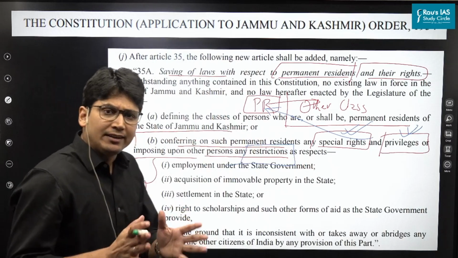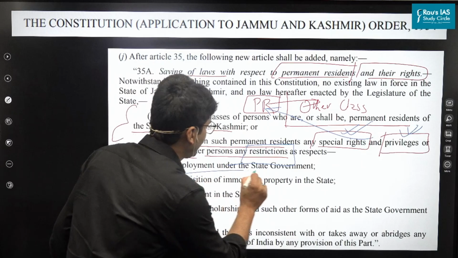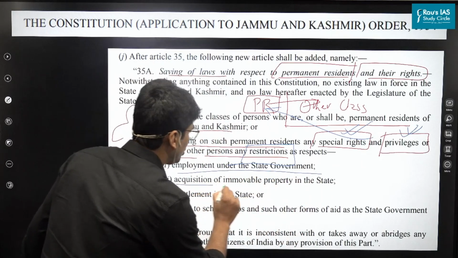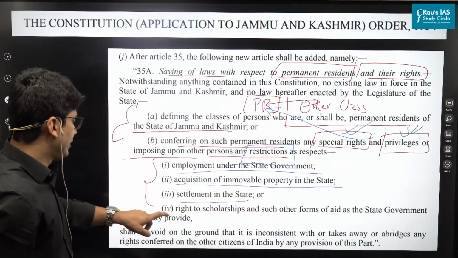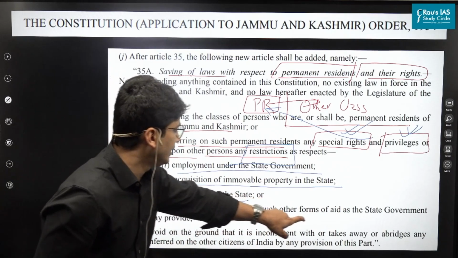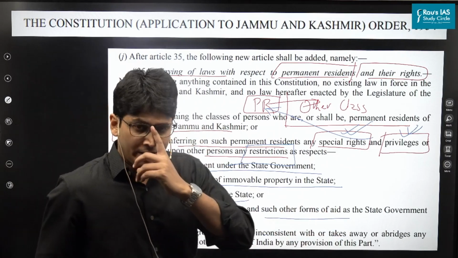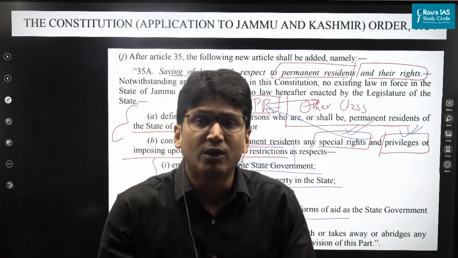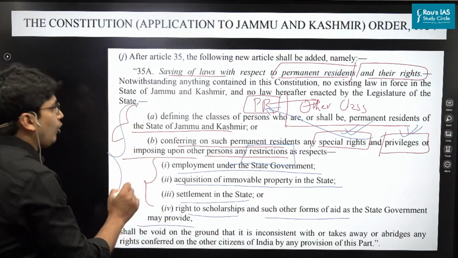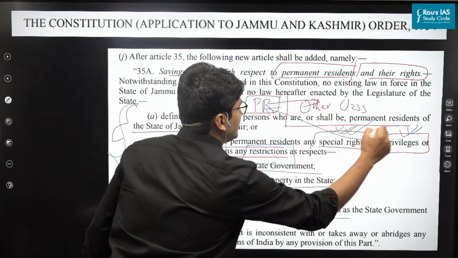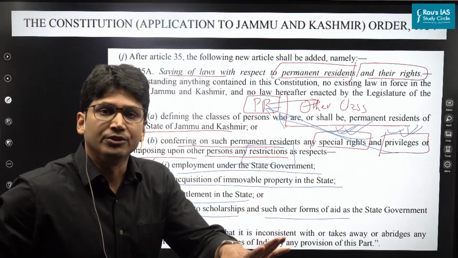Now, the permanent residents had special rights and privileges with respect to employment under the state government, acquisition of immovable property in the state, settlement in the state, or the right to scholarships and such other forms of aid as the state government may provide. Another problem with respect to Article 35A was that all these provisions, or all these rights and privileges for the permanent residents, were immune from judicial review.